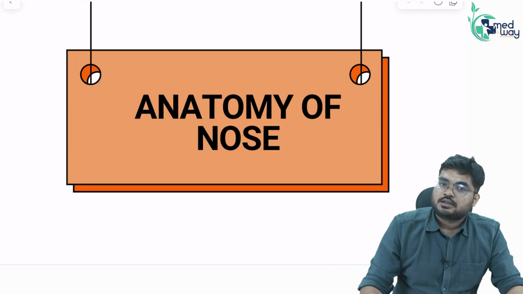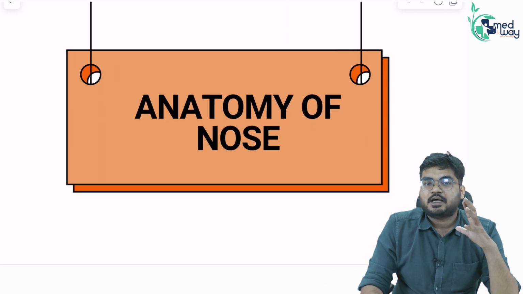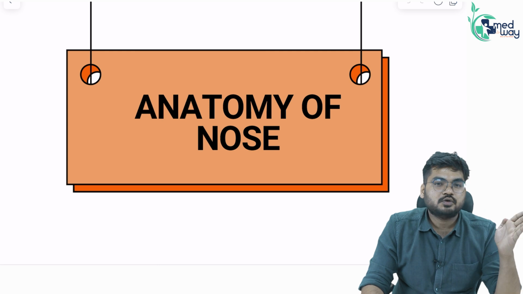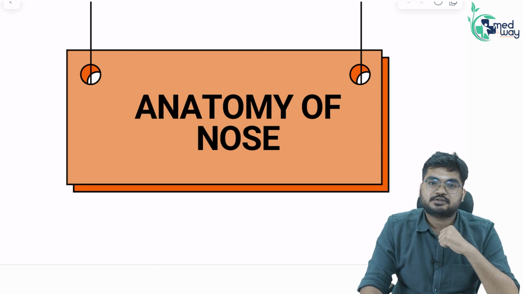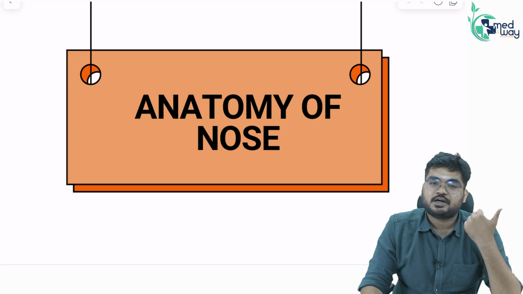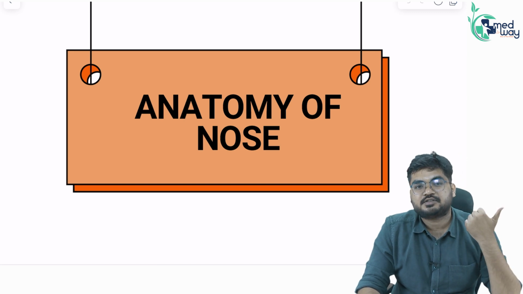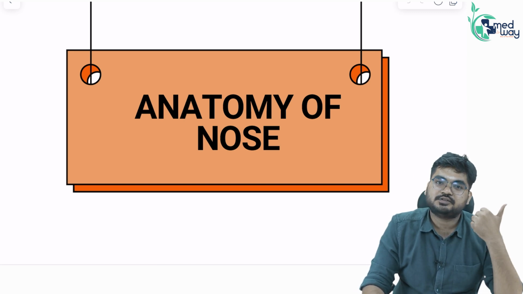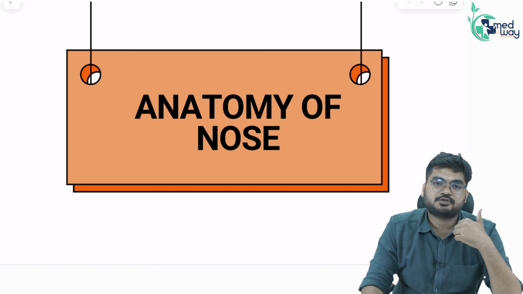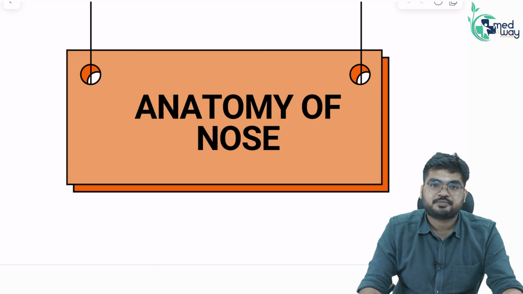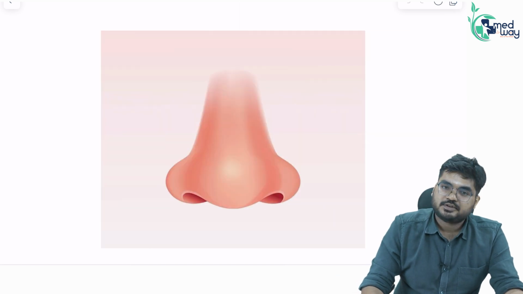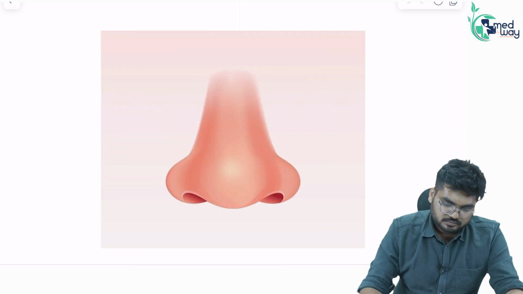Anyways, this particular subject discussion has been divided into nose, larynx, ear and miscellaneous topics. First of all, I'll be starting with nose, then I'll be discussing topics associated with larynx, pharynx and some miscellaneous topics of head and neck. And finally, we shall be discussing ear. With that, first of all, let us start with nose.